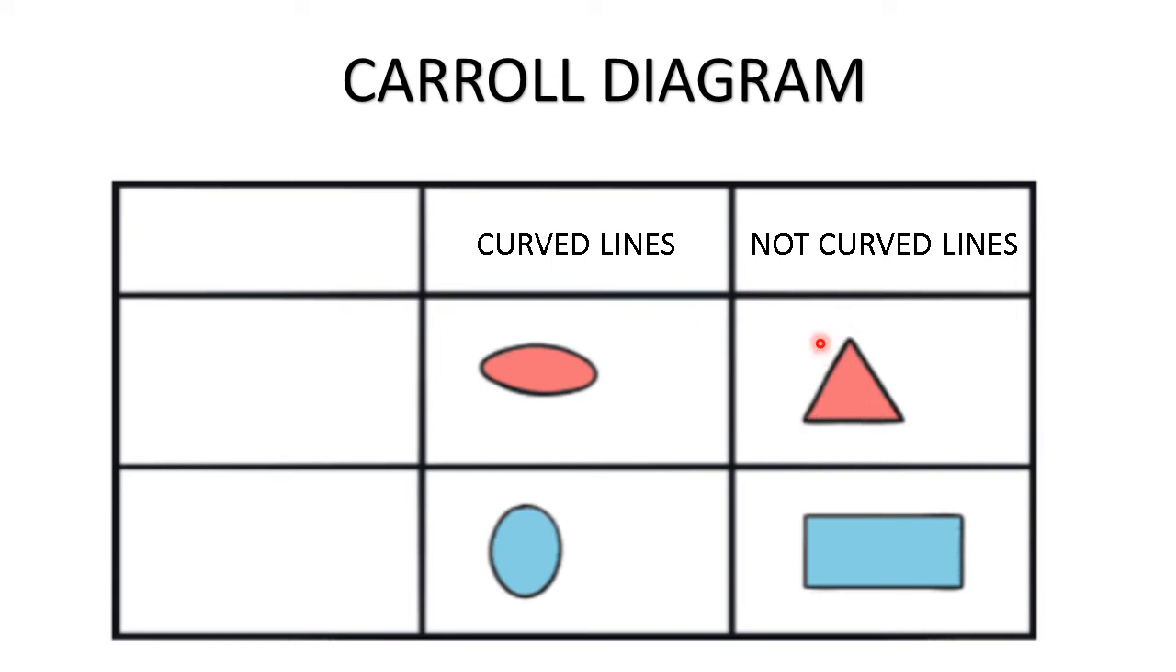For the first row, obviously it's pink. And the rule for the second row is not pink. So this is a shape with curved lines, which is pink. A shape with not curved lines, that is pink. A shape with curved lines, that is not pink. And the shape that is not with curved lines and not pink.